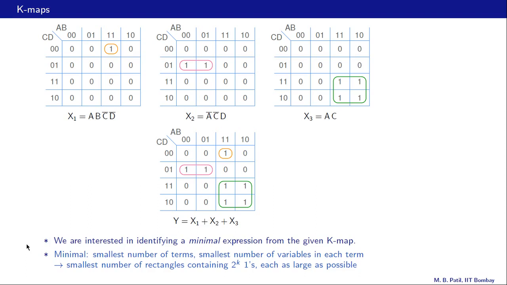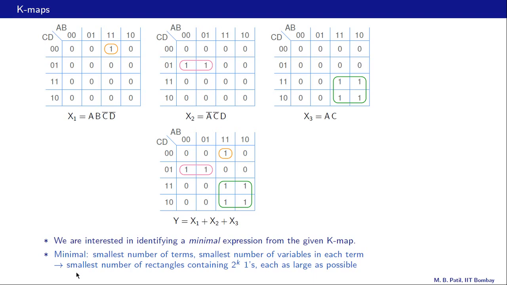Alright, we now come to the actual problem that we are interested in. We are interested in identifying a minimal expression from the given K-map. So take this y as an example. We are given this map, and from this map we want to find the minimal expression for the function. And what do we mean by minimal? We must have the smallest number of terms and smallest number of variables in each term.